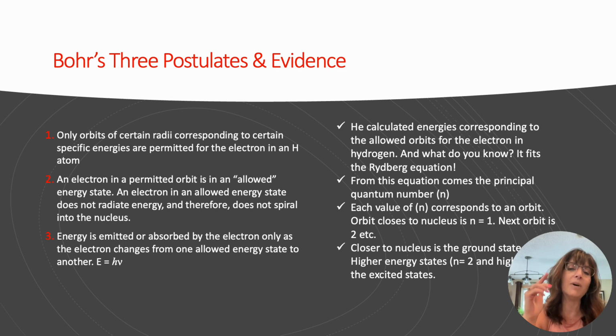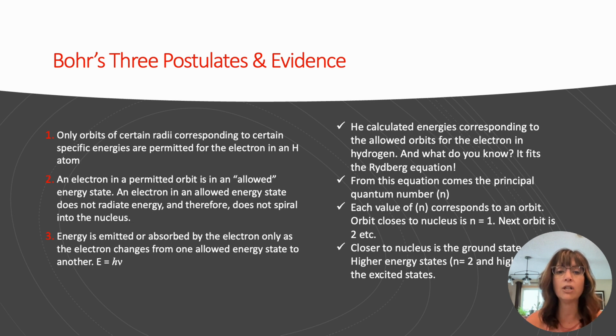So it doesn't take as much energy to go from, say, the 5th orbit to the 6th as it does to go from the nucleus to 1. So make sure you point that out and take a look at that. So what evidence did he have? He actually calculated energies corresponding to the allowed orbits for the electron in hydrogen, and it fits the Rydberg equation.